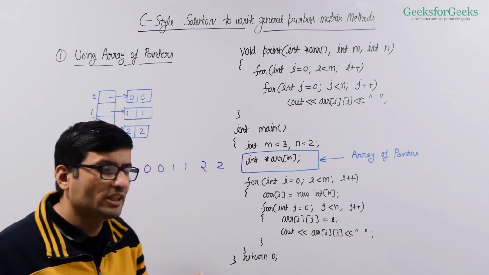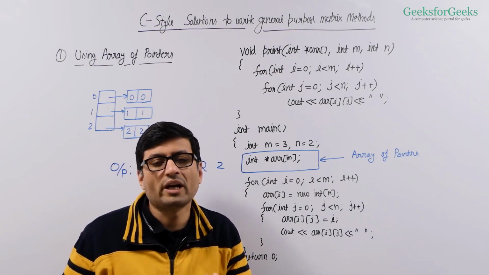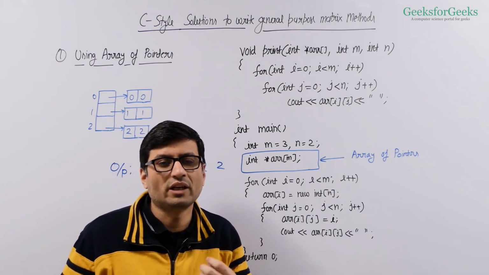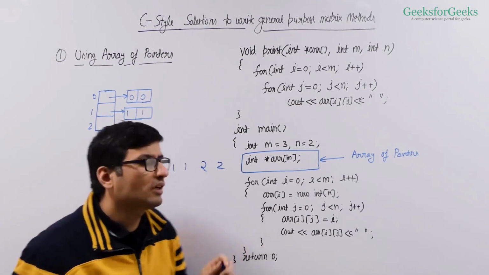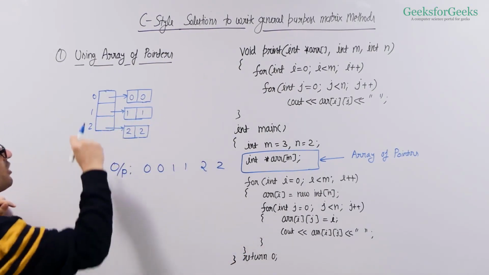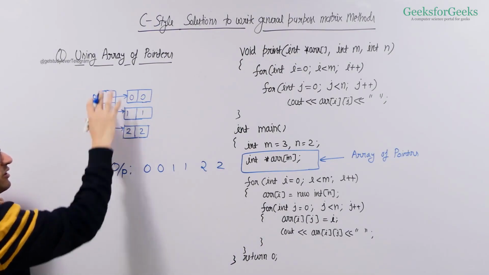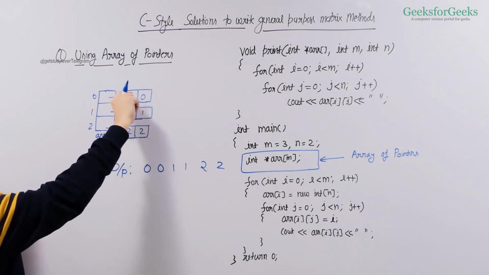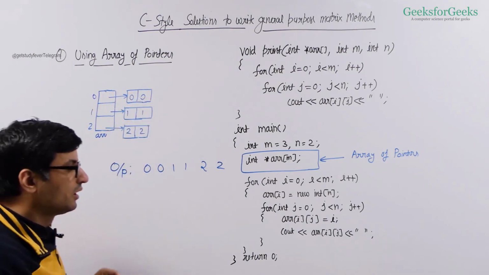And again we are assigning 0 to the elements at row 0, 1 to the elements at row 1, and 2 to the elements at row 2. So we have a similar structure here. Instead of having a pointer to this memory location, we have this actually as an array. So this is an array where individual elements are pointers and these pointers point to individual rows.